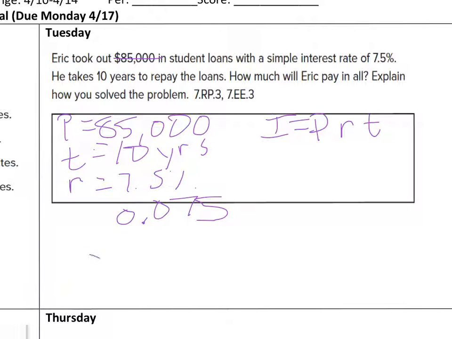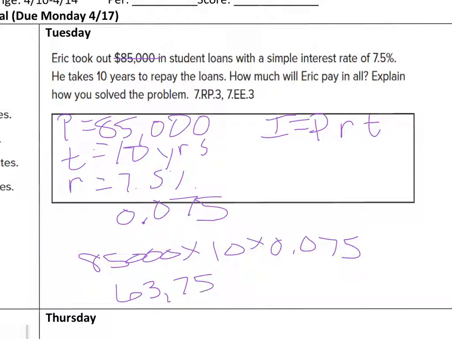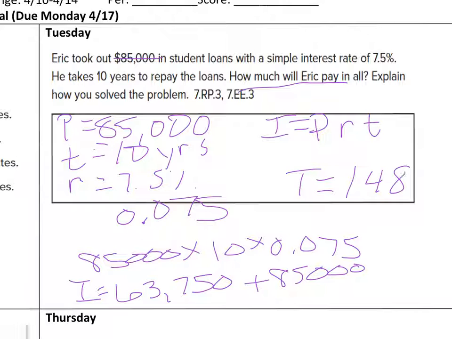Alright, so once you completed your answer, you should have multiplied all 3 values, and you end up with an interest of $63,750. That's the interest. But then the question's asking you, how much will Eric pay in all? So you have to add it to the original principal, which is the $85,000. So once we add the $85,000, then we end up with a total of $148,750.